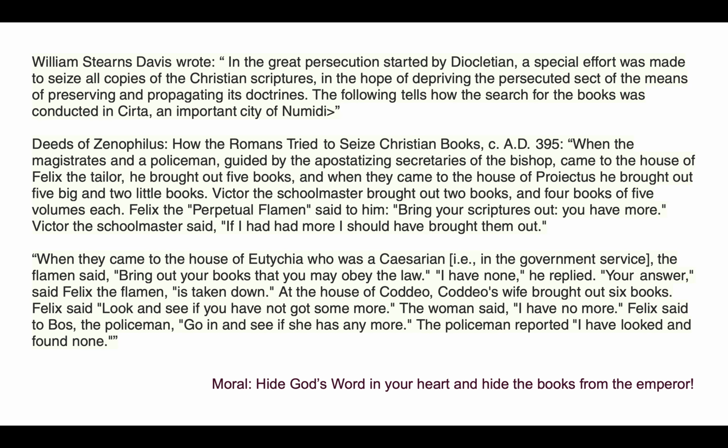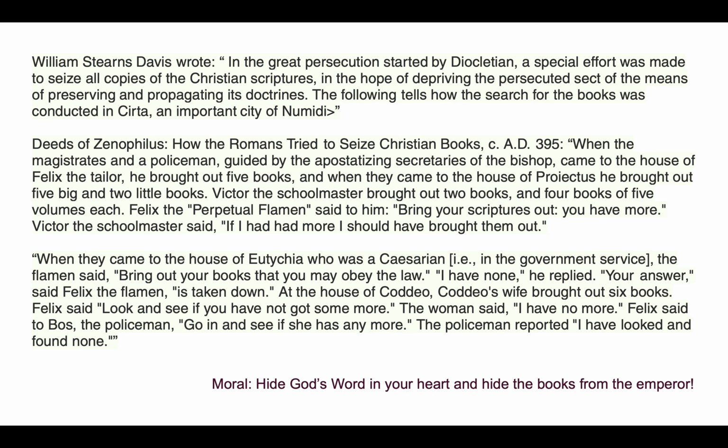This was written in 395 by Xenophilus. When the magistrates and a policeman, guided by the apostatizing secretaries of the bishop, came to the house of Felix the tailor, he brought out 5 books. And when they came to the house of Proecitus, he brought out 5 big and 2 little books. Victor the schoolmaster brought out 2 books, and 4 books of 5 volumes each. Felix the perpetual flamen said to him, "Bring your scriptures out, you have more." Victor the schoolmaster said, "If I had more, I should have brought them out."